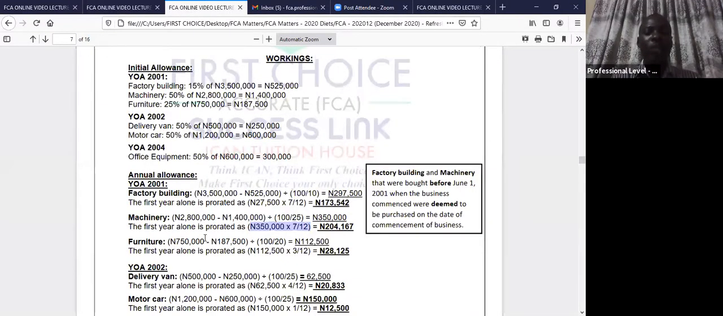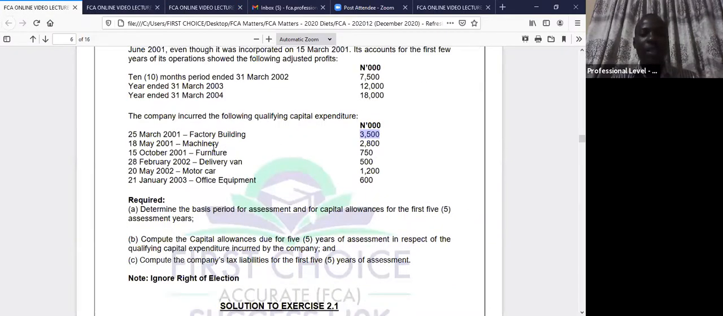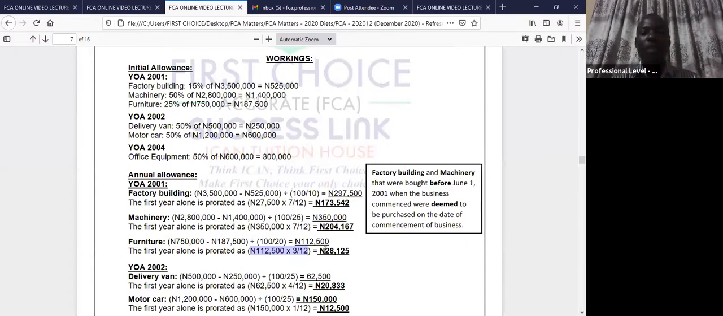The same thing applies to the furniture. When we remove the cost minus the initial allowance, and we get our predetermined number of years, 100 divided by 20, which will give you 5. So when you minus and divide by 5, you're having your full annual allowance of 112,500, and you prorate by how many months? 3 months. How did we get the 3 months? This was bought when? In October. And so we have October, November, December, and that's the 3 months we are looking at. So is that 3 months? That is 3 over 12. That gives us 28,125. So we see it here.